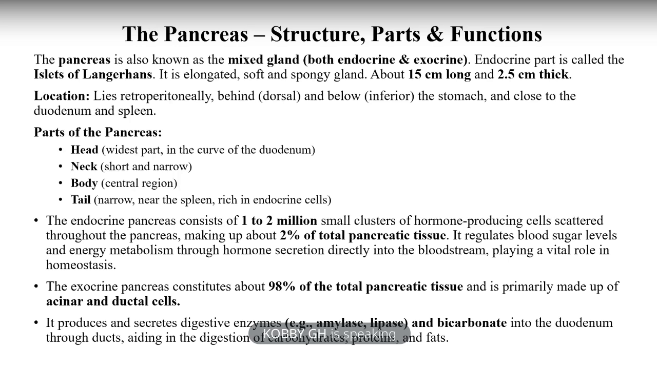So if I ask you which between the exocrine pancreas and endocrine pancreas dominates in the pancreatic tissue, what would be your answer? The exocrine pancreas. That is about 98%. It tells you the exocrine pancreas is very big. Is that okay? That is something important that you have to know.